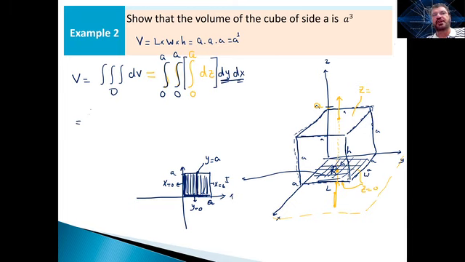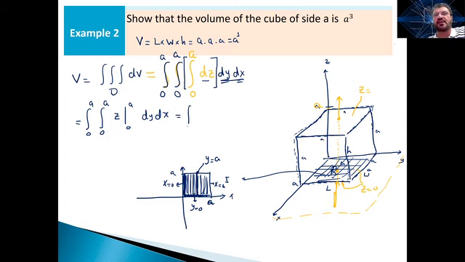What is this equal to? The integration from 0 to a, the second integration from 0 to a. What's the integration of dz? It's z. From where? From 0 to a, then dy dx. Now we plug the a, then the 0.